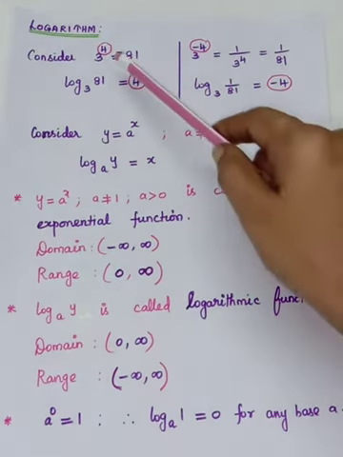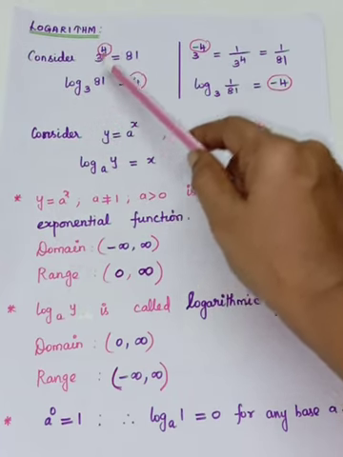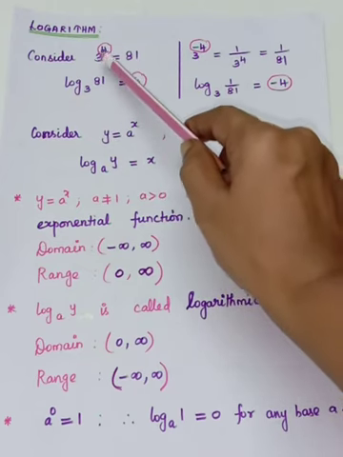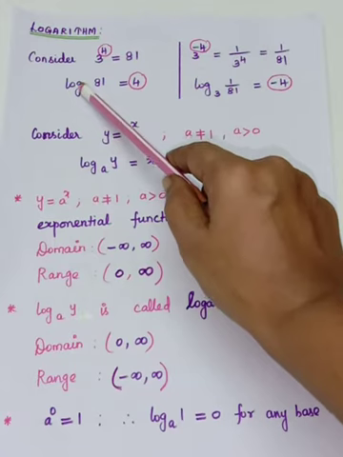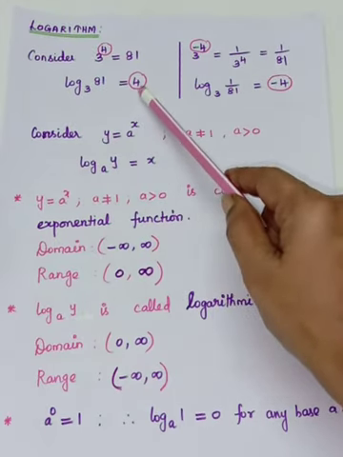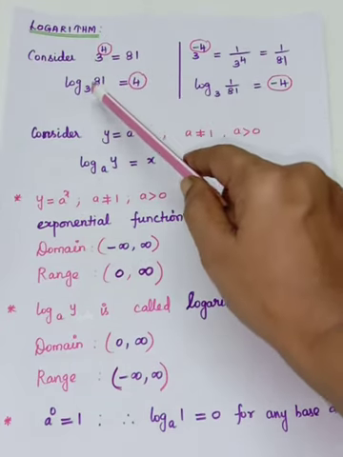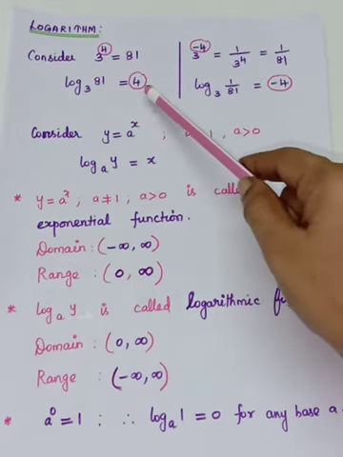Okay, so see now, this can be written as log of 81 to the base 3 is equal to 4. Both are equivalent. If you have 3 power 4 is equal to 81, that can be written as log 81 to the base 3 is equal to 4.